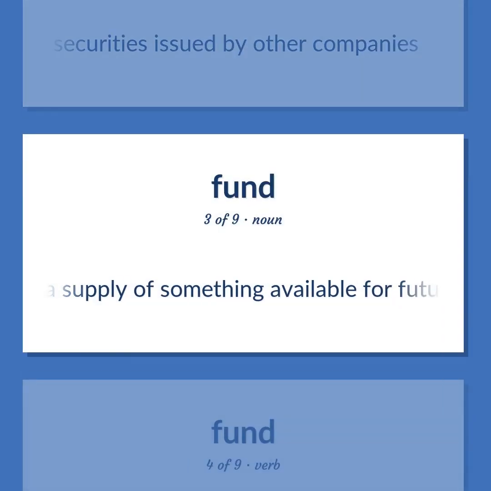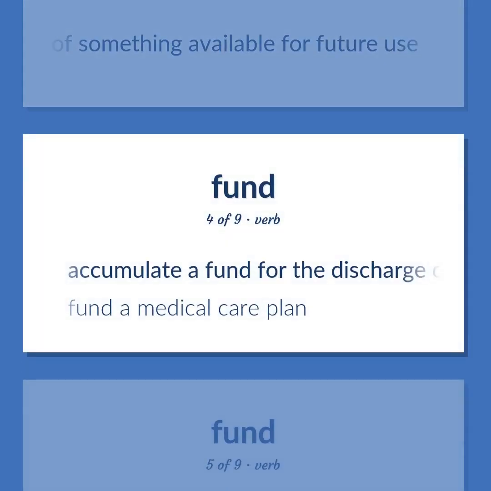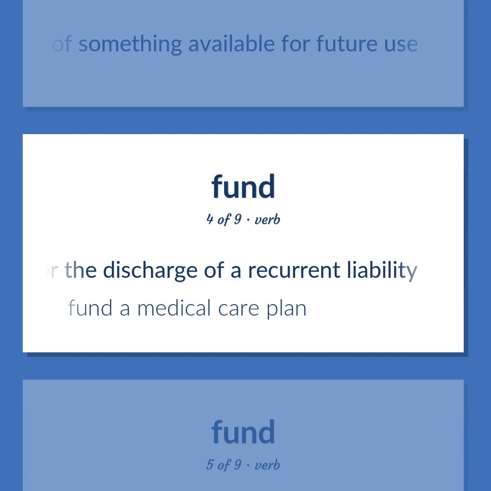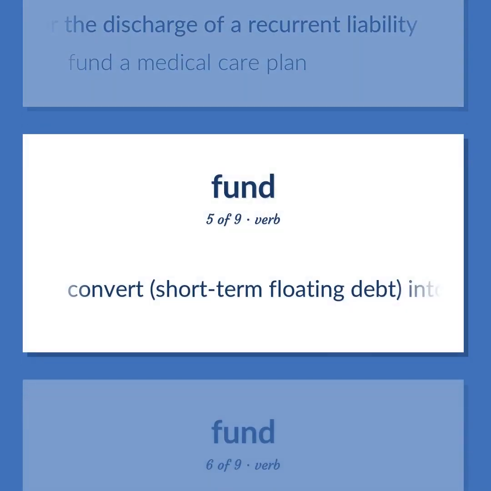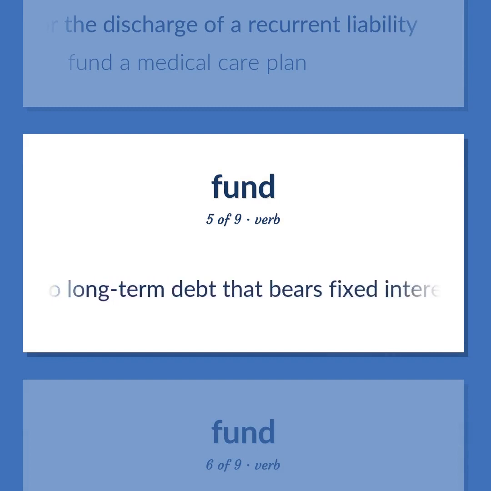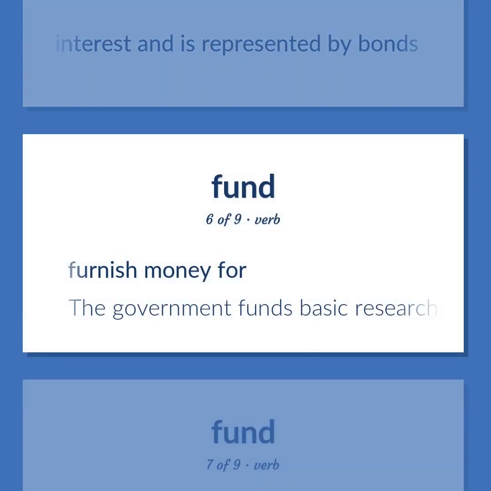A supply of something available for future use. Accumulate a fund for the discharge of a recurrent liability. Fund a medical care plan. Convert short-term floating debt into long-term debt that bears fixed interest and is represented by bonds. Furnish money for. The government funds basic research in many areas.